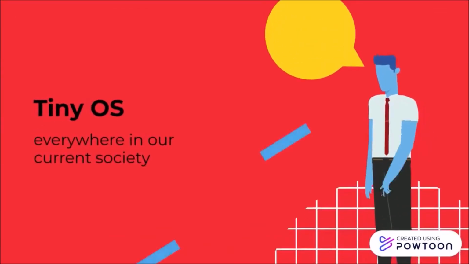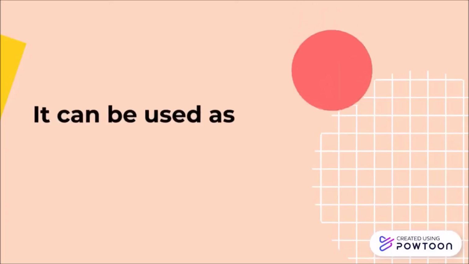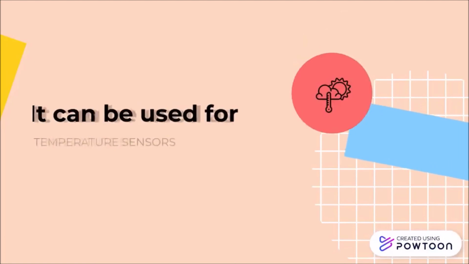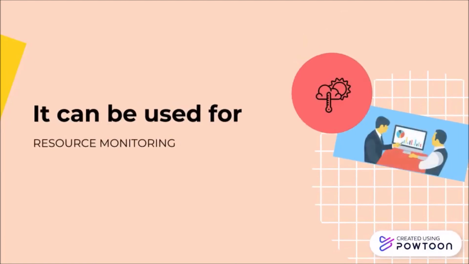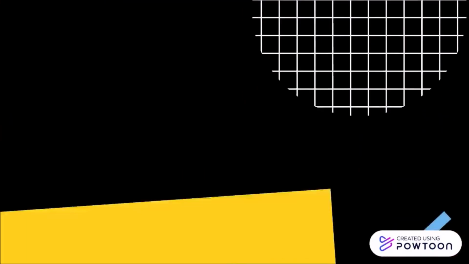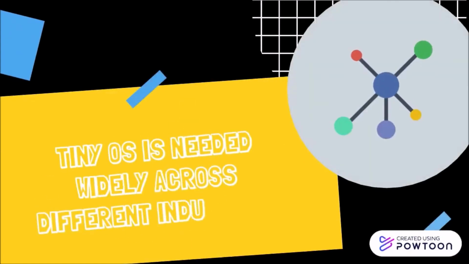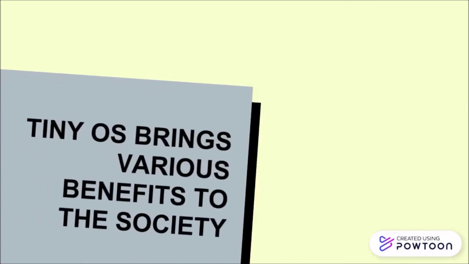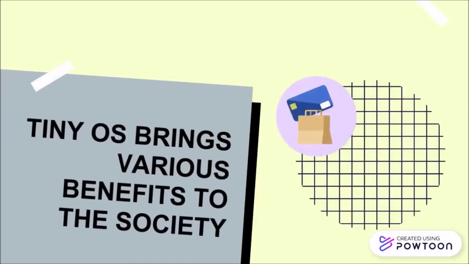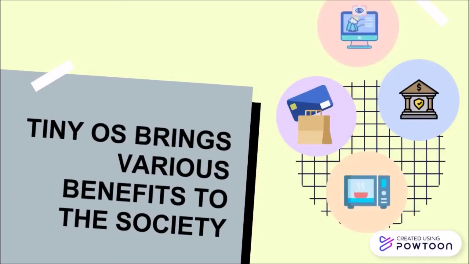TinyOS is now everywhere in our current society. It can be used as temperature sensors, or for resource monitoring, or even for detection of faulty crops in the agriculture industry. All of these use TinyOS. Without the use of TinyOS, most of the machines cannot work perfectly. All in all, TinyOS is able to bring various benefits to society depending on the situation.